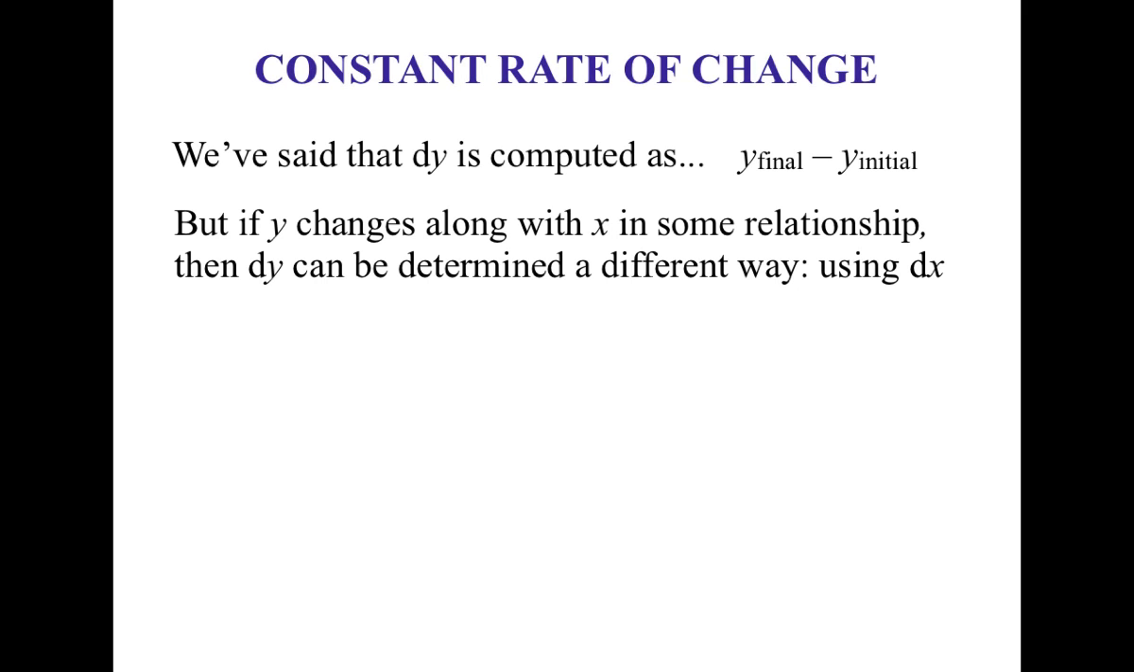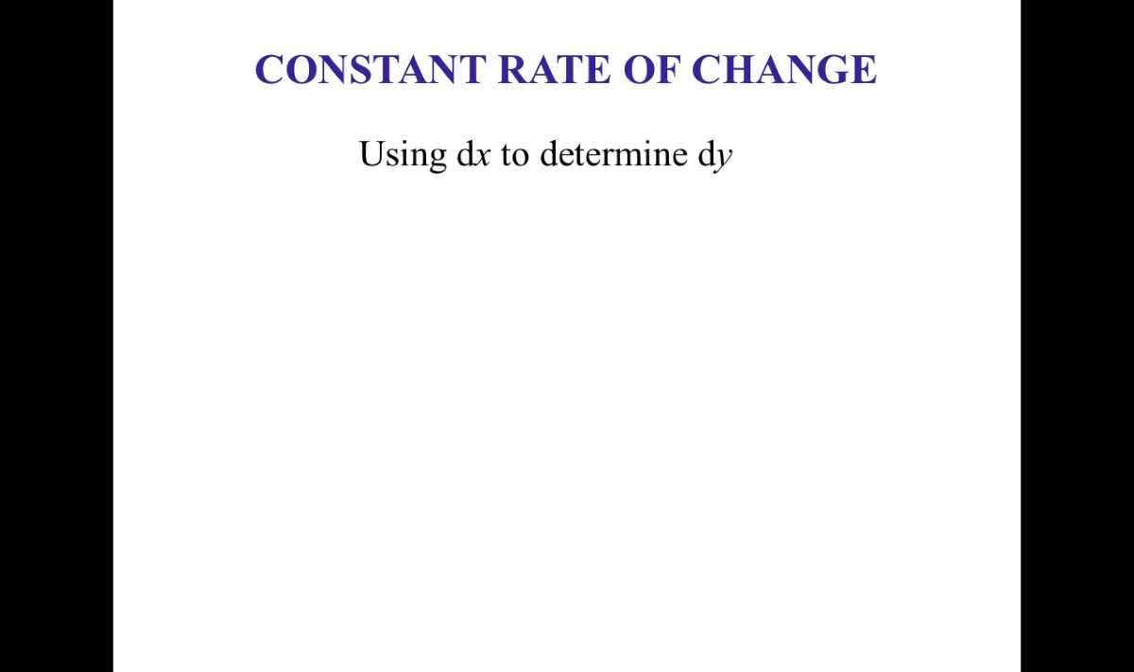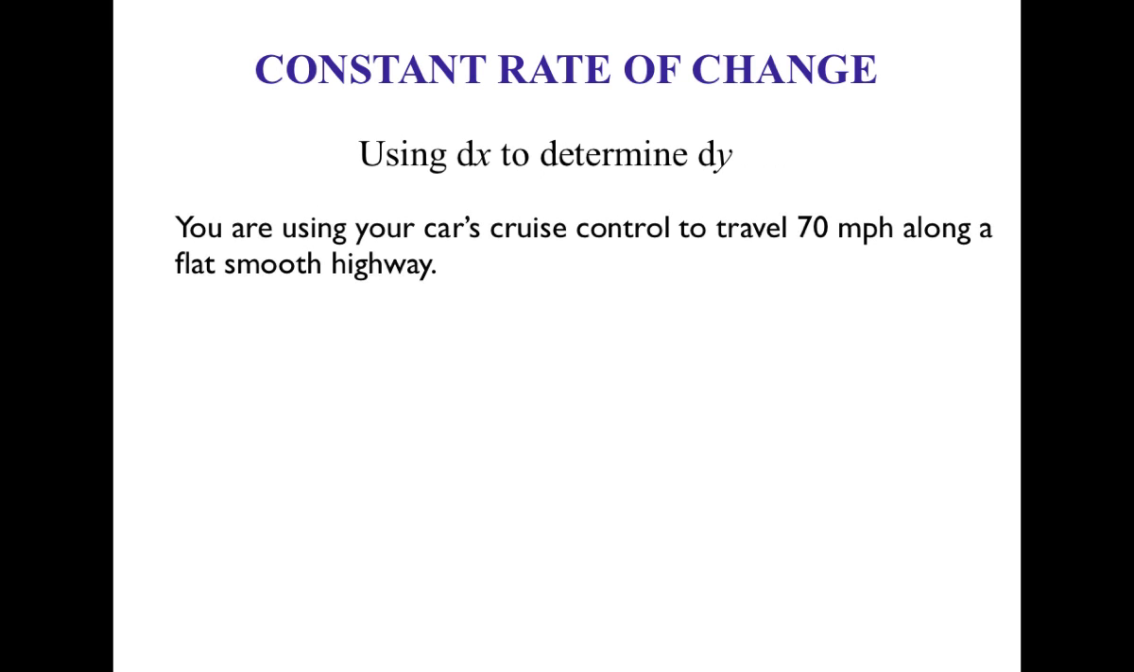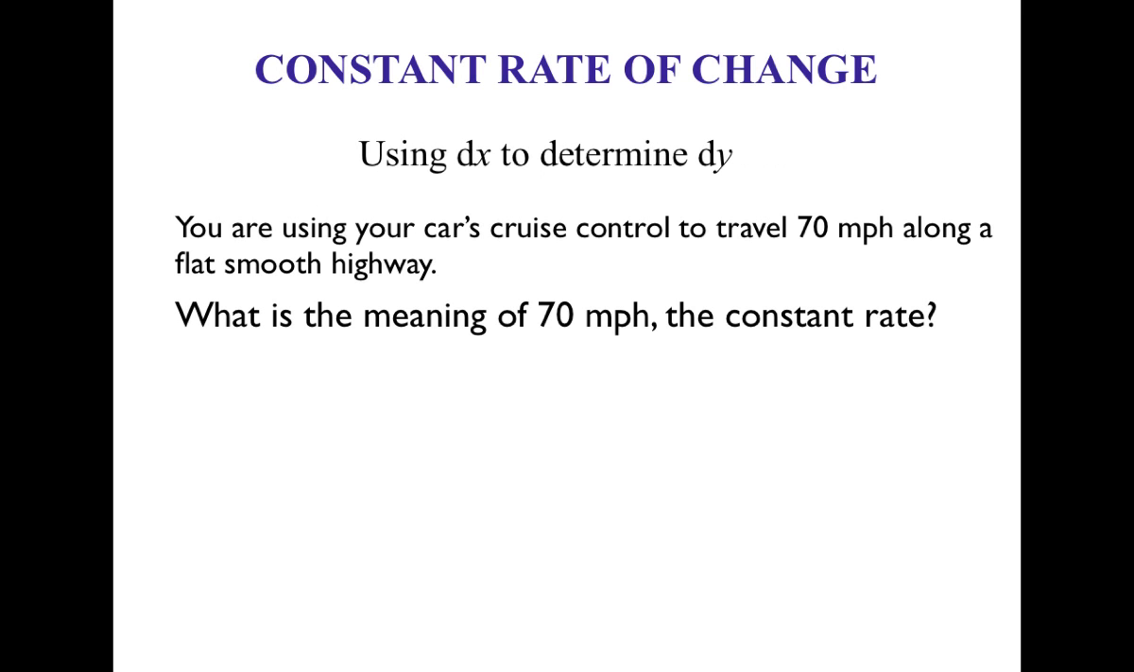Constant rate of change. Okay, constant rate of change. Were you thinking that? You nodded your head. Kind of, okay. All right, so what would it mean to use dx to determine dy? Here's an example. You're cruising on the highway at 70 miles per hour. Okay? So what is the meaning of 70 miles per hour, the constant rate of change? What is the meaning of that? Ben. We're on cruise control, so we can think of that as a constant rate of change. What does that number mean, 70 miles per hour?